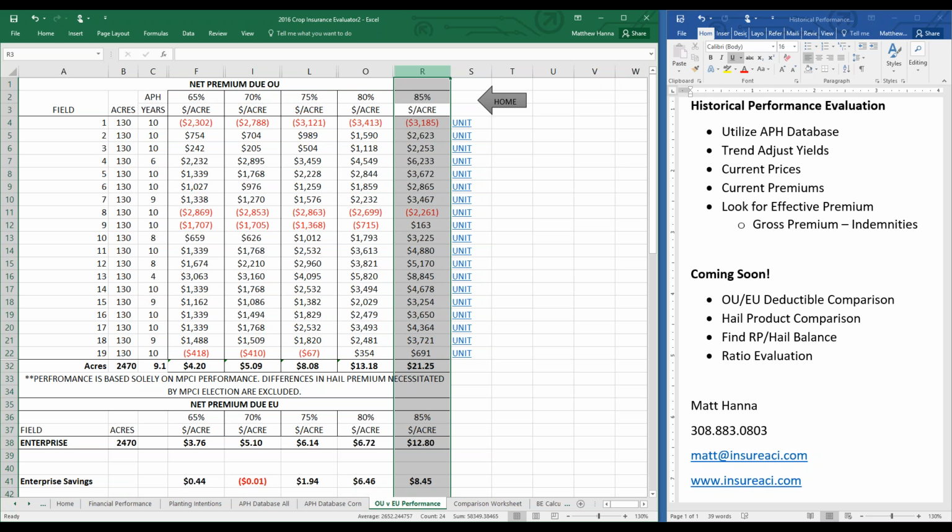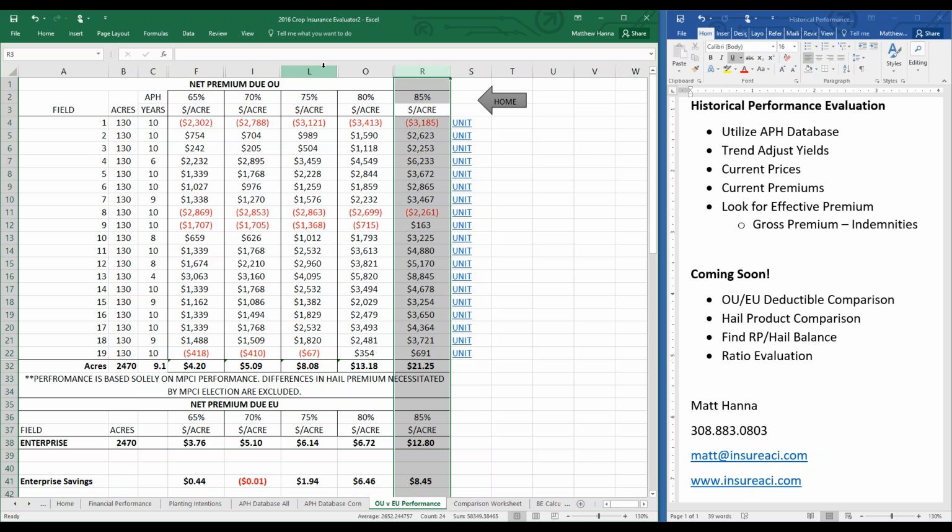Now, am I trying to talk you guys all into enterprise units? Absolutely not. We really need to evaluate this optional unit, enterprise unit deductible before we make any decisions. But as you're going through and making your coverage elections, this should give you a little bit of guidance as to what kind of unit structure is going to be the best fit. Then as we turn to the deductibles and hail products, this is just the first step of a risk management plan.